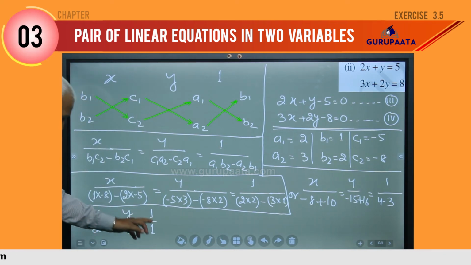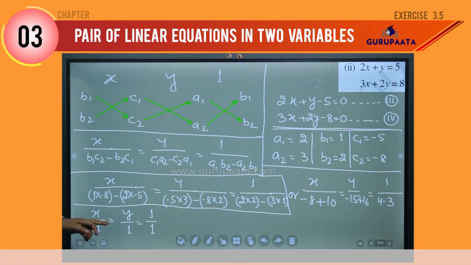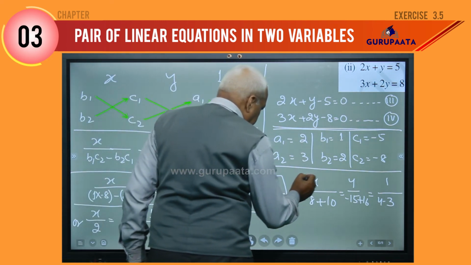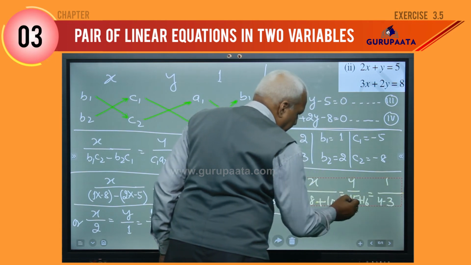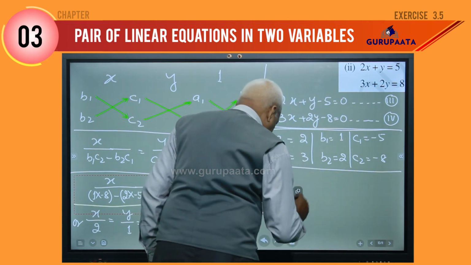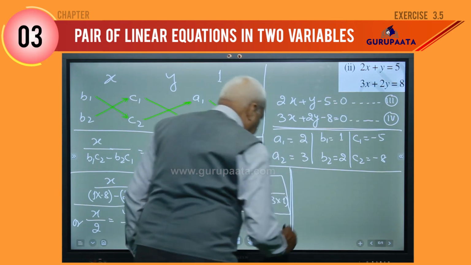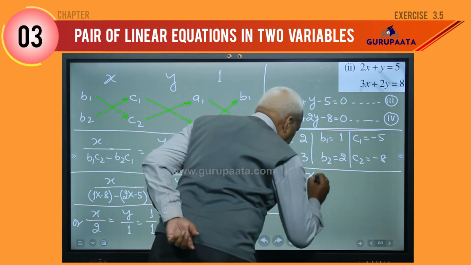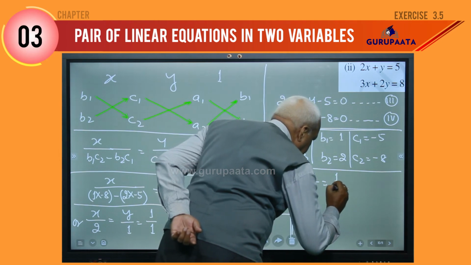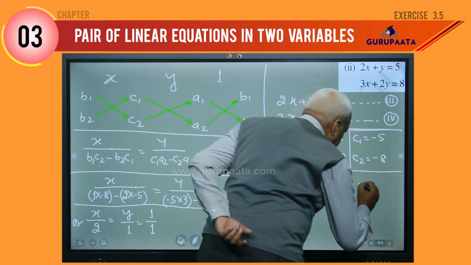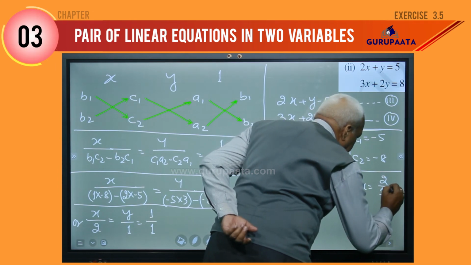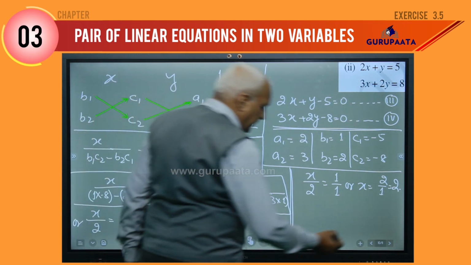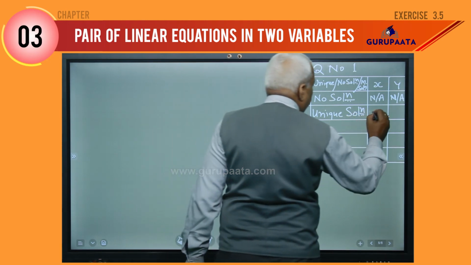Now, by using these ratios, we can calculate the values of x and y. For that I need some space, so I will remove this portion. From here, x by 2 equal to 1 by 1, or x equal to 2 by 1 equal to 2. We have calculated the value of x, so the same thing we will write in the table, x equal to 2.